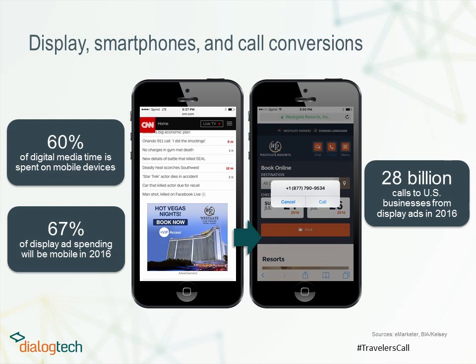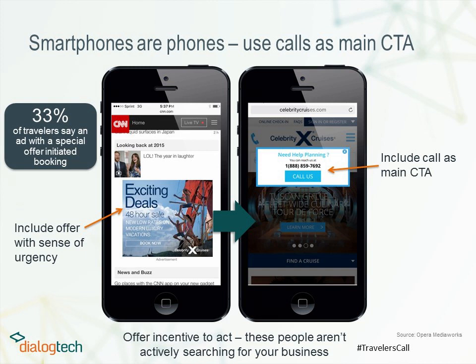And as a result, you can see a huge increase in calls. 28 billion calls to U.S. businesses are expected this year from display ads. So display ads, not just a branding strategy, it is a way to actually drive conversions and bookings through calls. So how do you do that? Well, one way, of course, is to not just offer branding ads in display, but offer a compelling call to action with an incentive or an offer. So 33% of travelers say an ad with a special offer is the reason that initiated their booking.